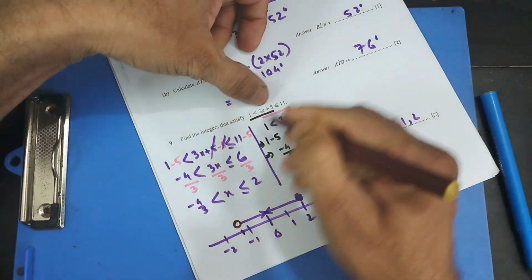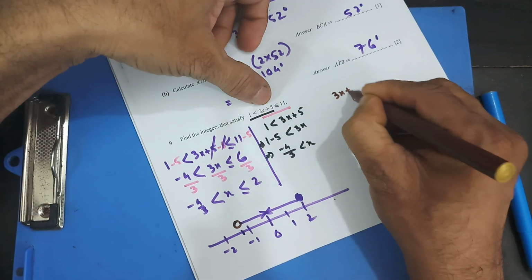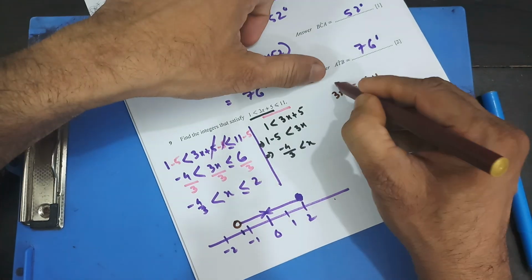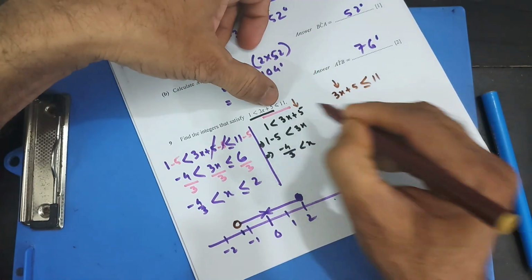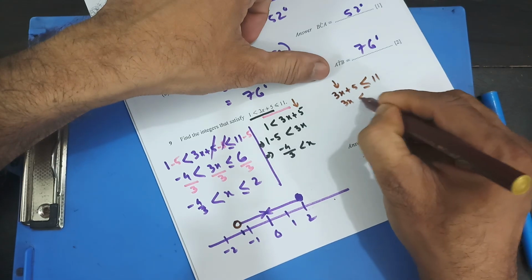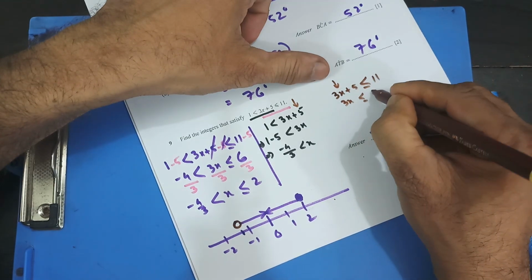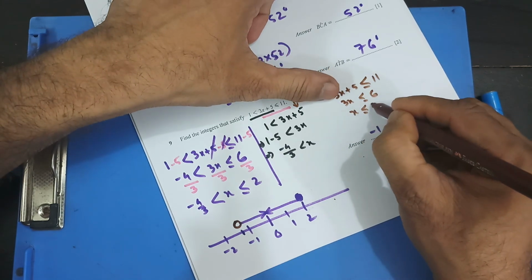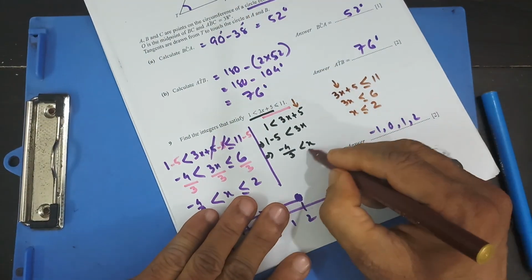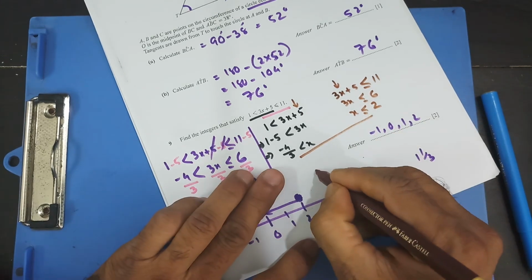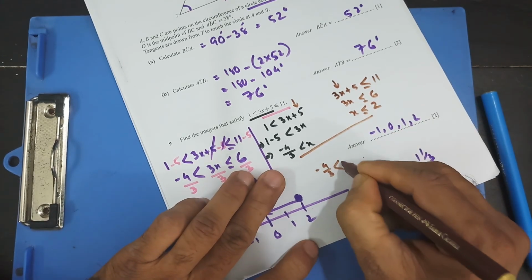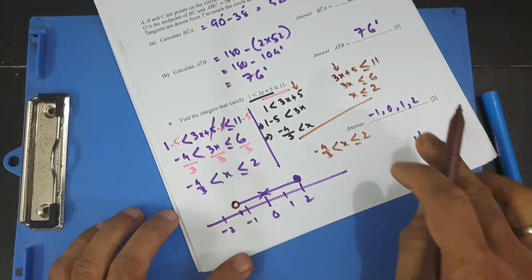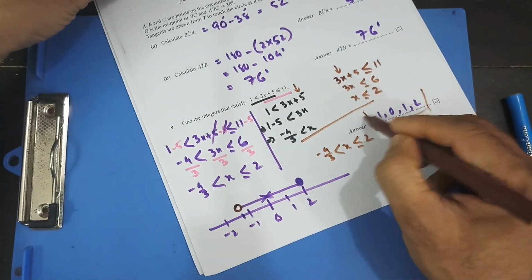And this part, calculate separately. 3x plus 5 is less than or equal to 11. So keep x on this side, and over here keep x on this side. So 3x, and 5 goes there. 11 minus 5 is 6. So x is going to be 6 divided by 3, which is 2. So we can just put them together. Minus 4 by 3 is less than x, and x is less than or equal to 2. And then you can draw this and find out this answer. Okay, so this is my final answer.